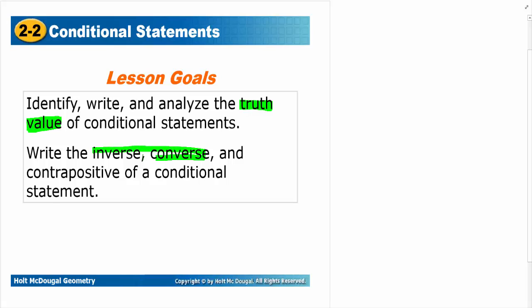You're going to want to definitely know what those are. So we're going to need to write those, the contrapositive, of a conditional statement. So these are all the things we need to learn about, all the things that I highlighted. We're going to learn about them, but you need to know what we're trying to focus on. So these are all the words that you need to make sure you know.